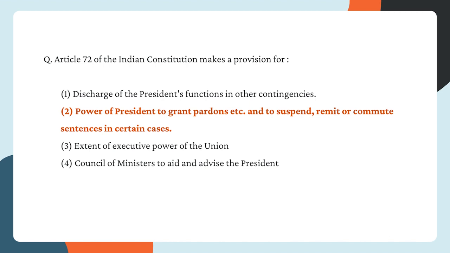Together with this provision, you must also remember a landmark judgment, which is Epuru Sudhakar versus Government of Andhra Pradesh, a case of the year 2006, according to which the court held that the pardoning power of the President and Governor under Article 72 and 161 is subject to judicial review.